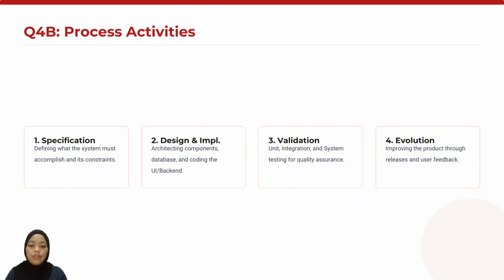Last but not least, the final activity is evolution. In this phase, feedback from users is collected after the increment is released. Improvements, changes, or additional features are planned and implemented in future increments. This allows the Bus Asia system to continuously improve over time.